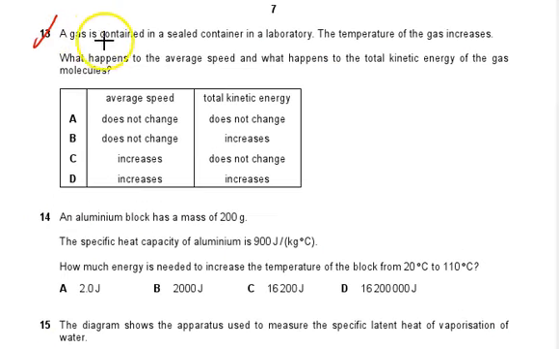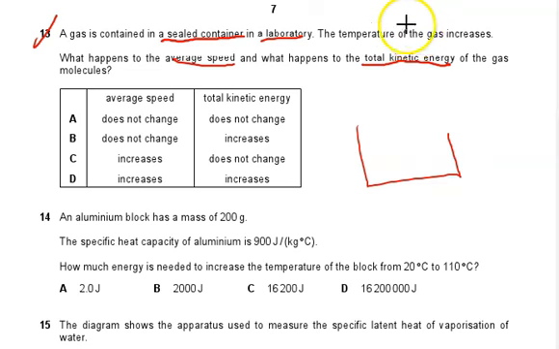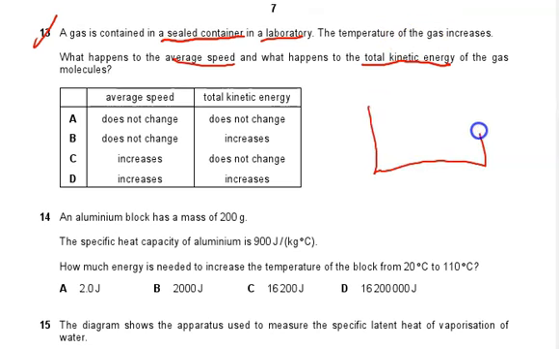Okay, number 13, a gas is contained in a sealed container in a laboratory. The temperature of the gas increases. What happened to the average speed, and what happened to the total kinetic energy of the gas molecules? So they are in a sealed container. They are sealed in a fixed shape container, and the temperature of the gas is increasing. So what will happen to the average speed and the total kinetic energy?